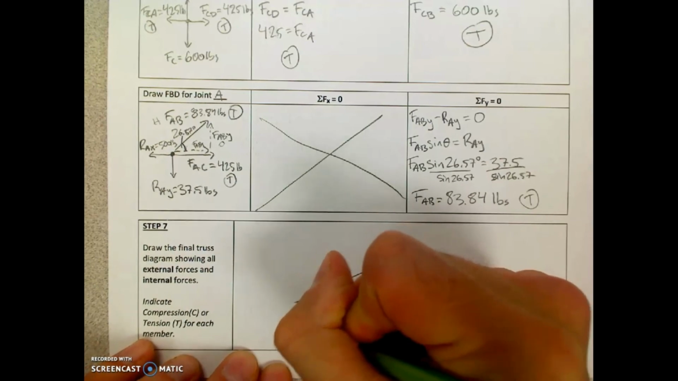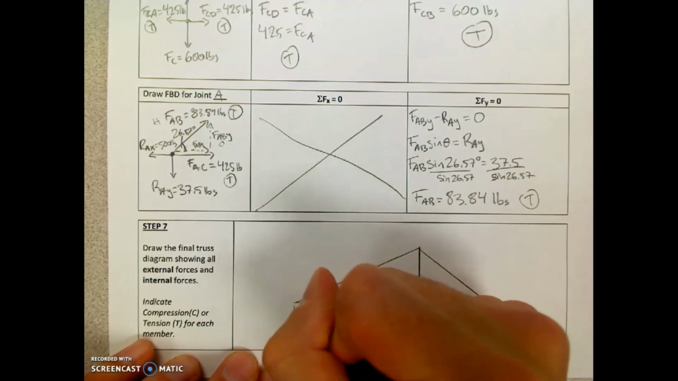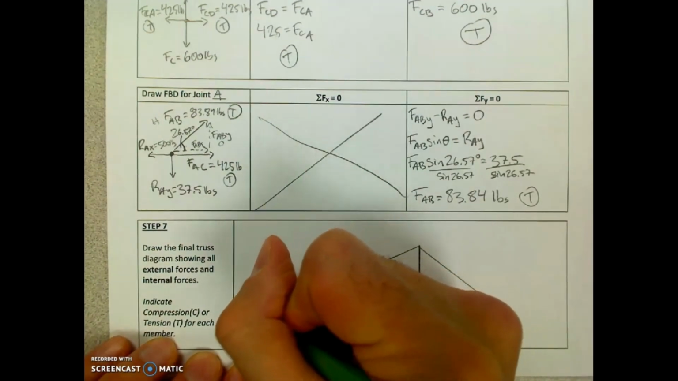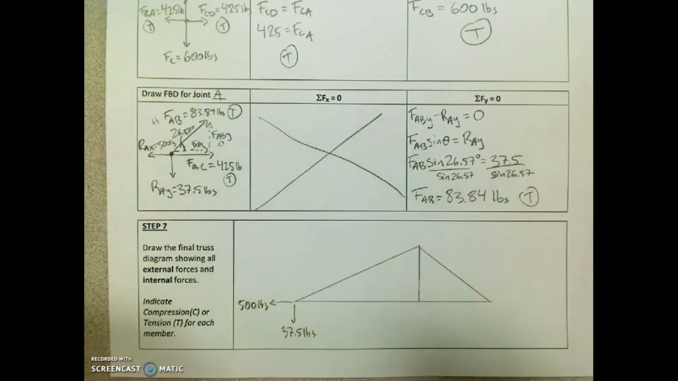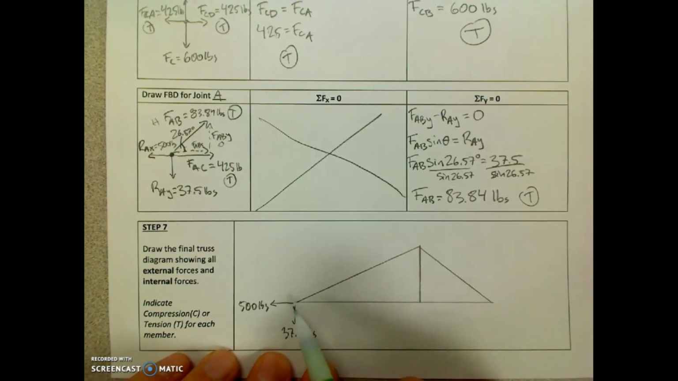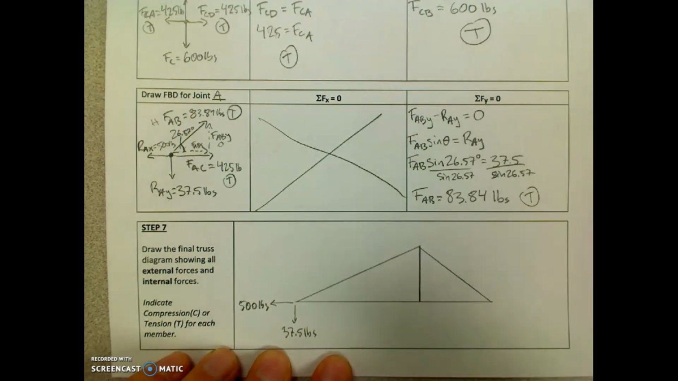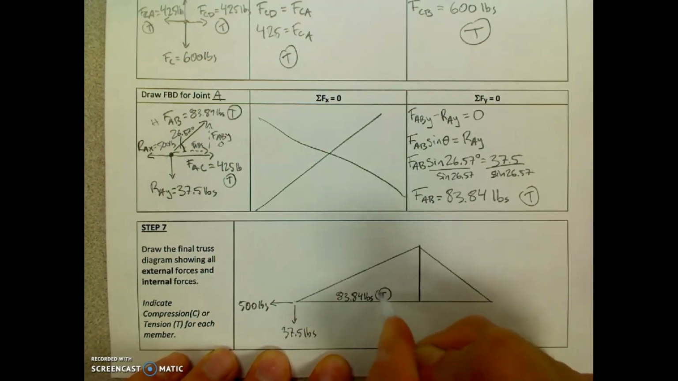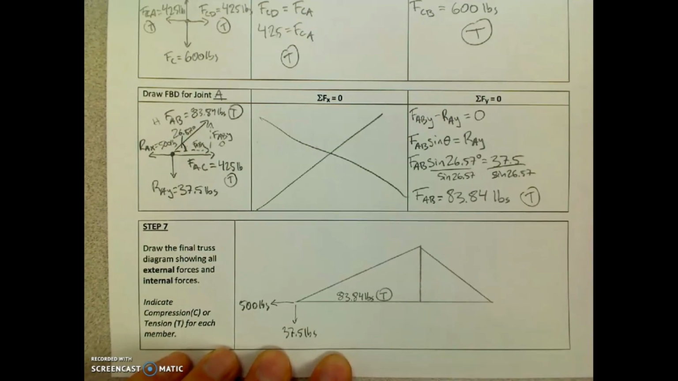Let's see, we solved for RAY already. So we've got 37.5 pounds. We solved for RAX, which was 500 pounds. Let's see, we solved for FAB. Where is that thing? Oh, that was the last thing we solved for. So we write 83.84 pounds. And we're going to identify that it's in tension. So we talked about this member right here. Let's see, FBC. Where is that guy?